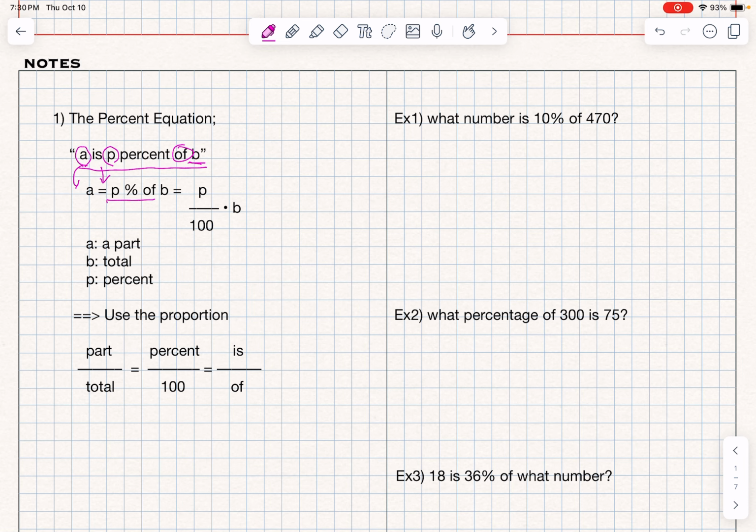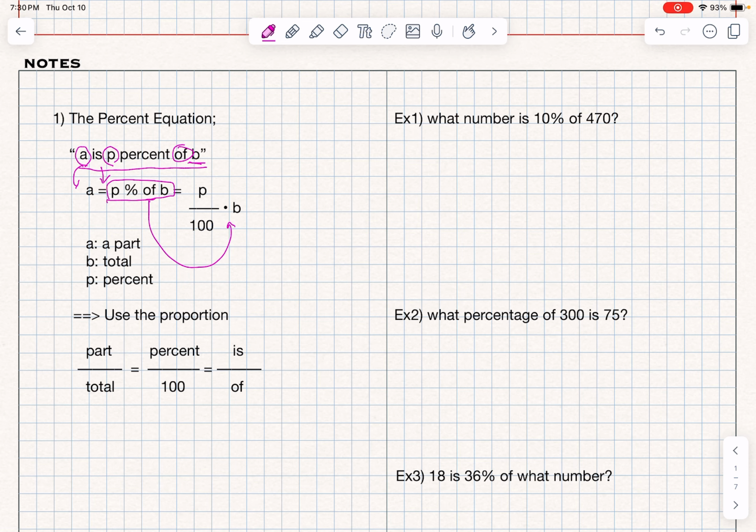of B. When you change it to the equation of P% of B, you can change that percent to either fraction or decimal. If it is a fraction, then you can change it to P over 100. Of means multiplication. So you can change it to the P over 100 times B.